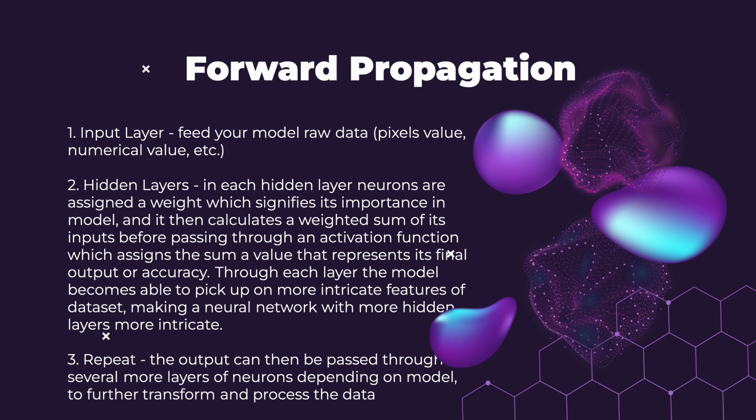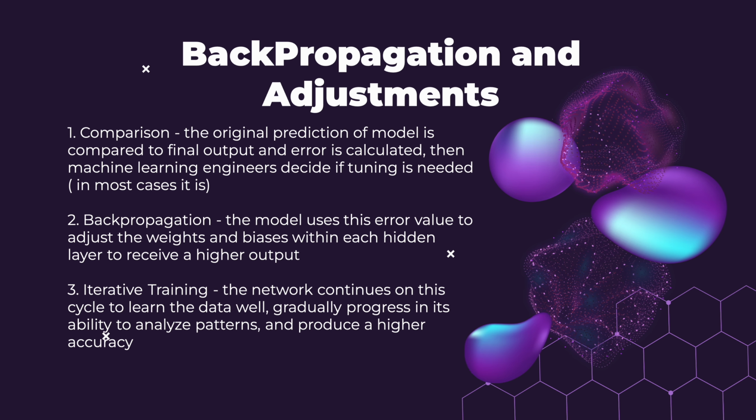And then repeat. So the output can then be passed through several layers of neurons depending on the model to further transform and process the data. So you can have more hidden layers, and just repeat the process. And this goes into back propagations and adjustments. So first of all, you're going to want to compare. The original prediction of the model is then compared to the final output, and an error is calculated.